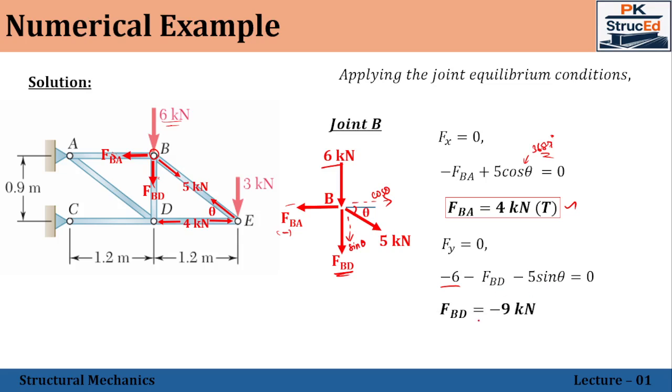Substituting the value, we will be getting FBD as minus 9 kilonewton, which means the assumed direction is wrong. So the member is in compression. So change the direction, which will be acting towards the joint since it is in compression. Right. So now we have 4 members being calculated. Remaining is 1 and 2. These 2 are yet to be found out.